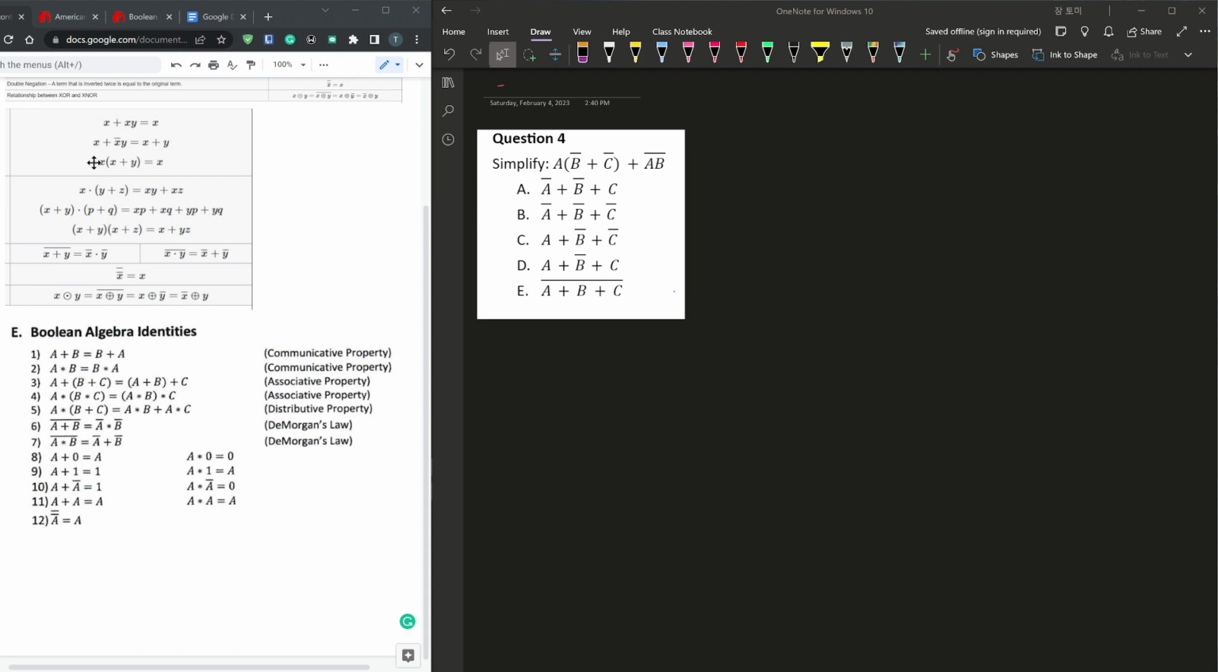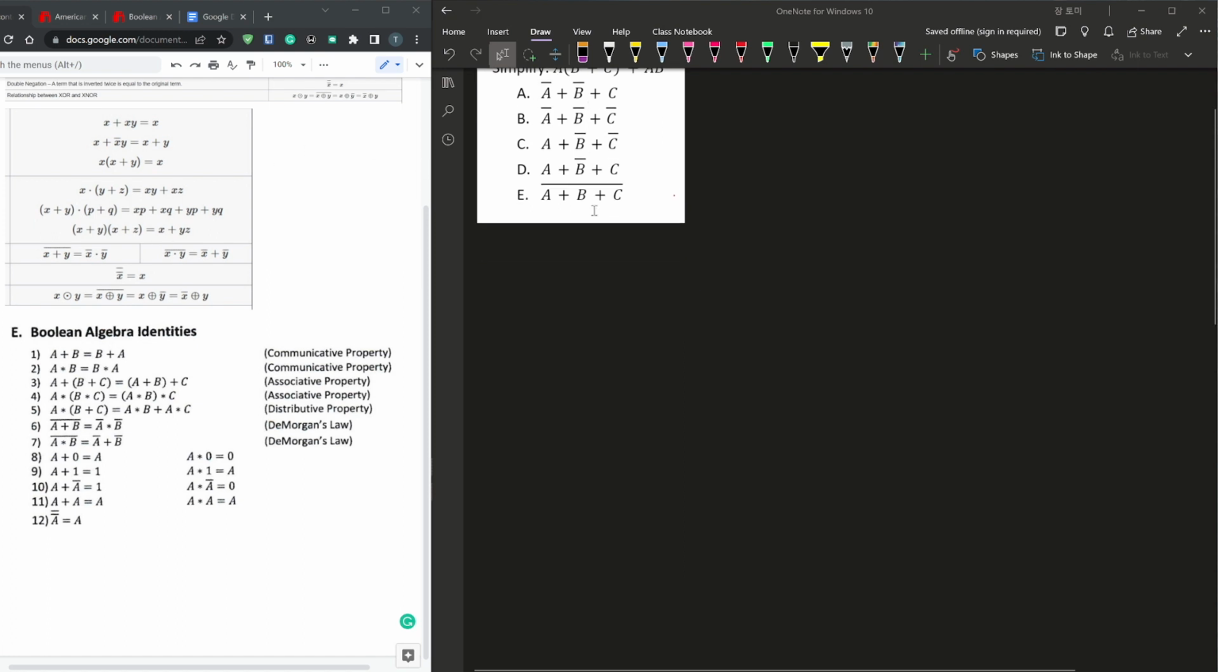Instead of memorizing all of these, what I advise is that you solve a lot of practice problems and get used to these identities, because ultimately it's about how you can use these identities in problems instead of having to memorize them. So without further ado, we will get into question number 4.